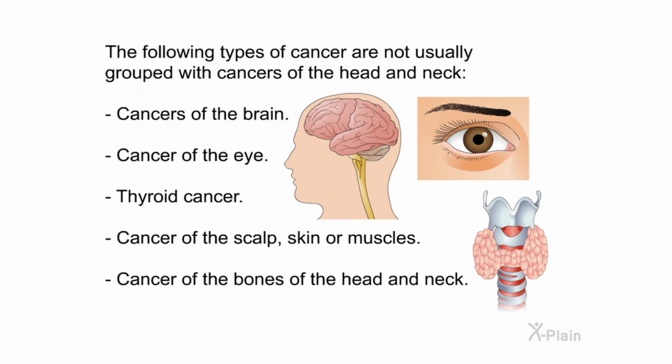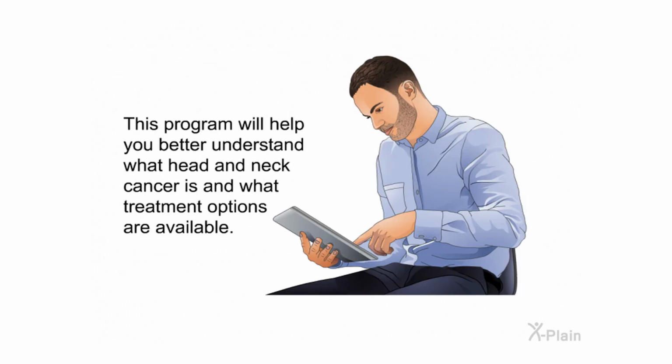The following types of cancer are not usually grouped with cancers of the head and neck. Cancers of the brain, cancer of the eye, thyroid cancer, cancer of the scalp, skin, or muscles, cancer of the bones of the head and neck. This program will help you better understand what head and neck cancer is and what treatment options are available.